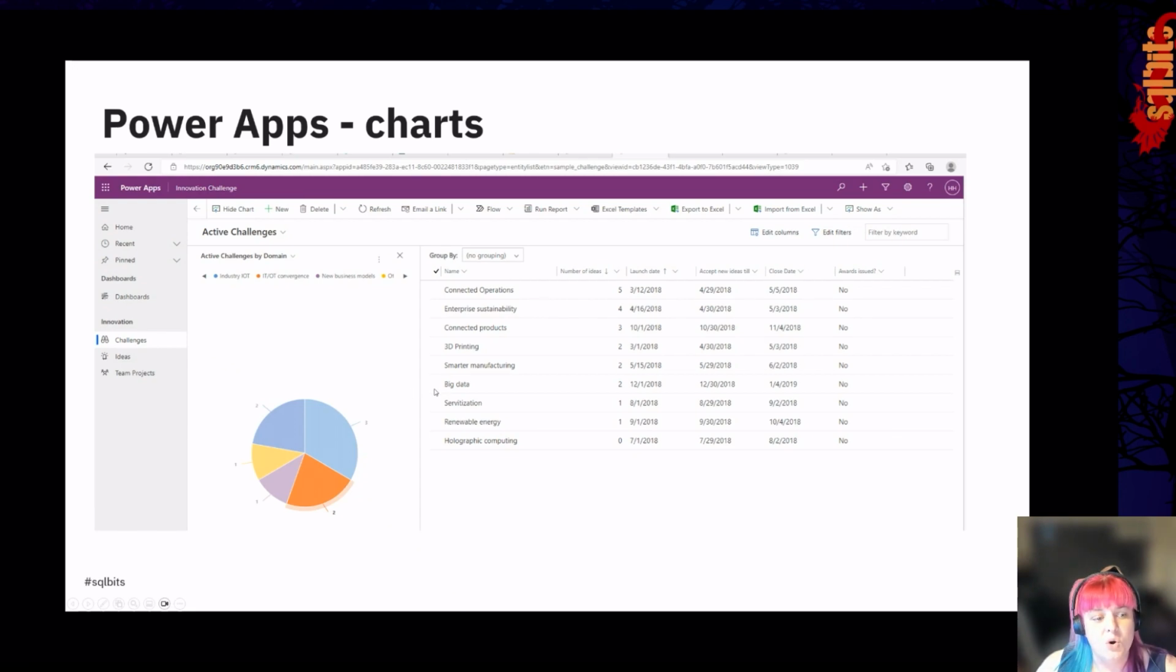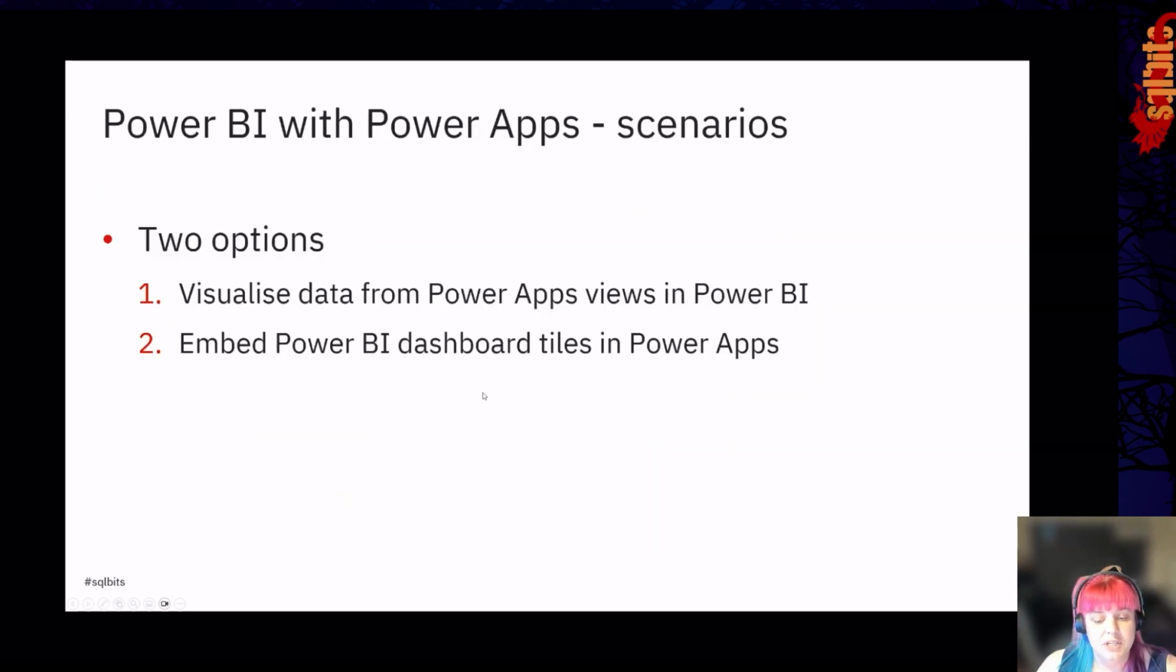So this is a model-driven Power App. So that's why it looks slightly different to that Canvas app. But in the model-driven app, you got this inbuilt charting, but it's really basic. It's a bit on the average side. So how can we make that a little bit more flashy? We got Power BI. Power BI can integrate with Power Apps. So we look at the two scenarios we might have.